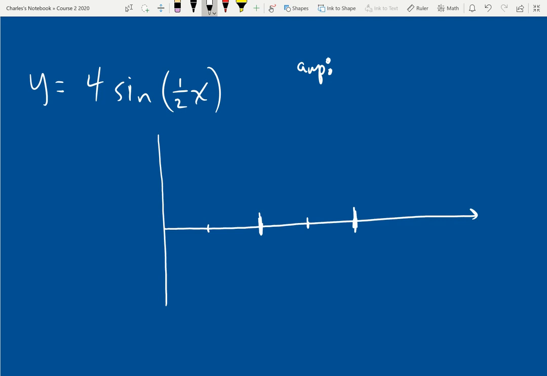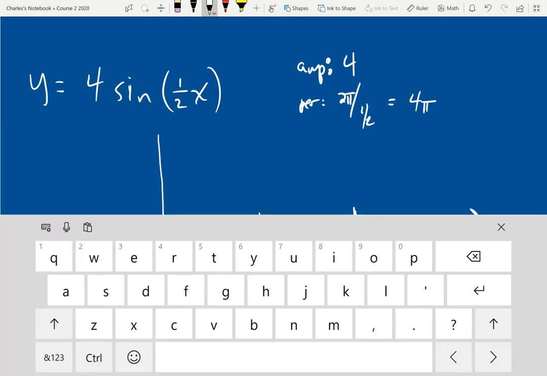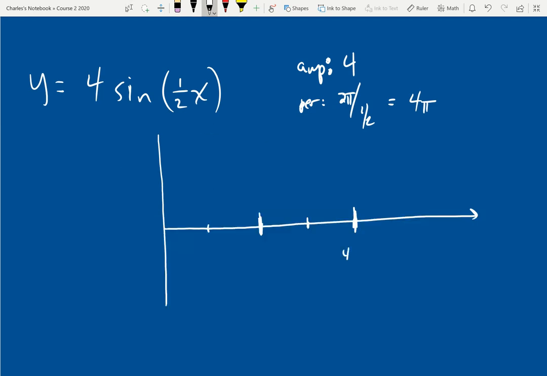The amplitude of this function is 4. The period is 2 pi over b. b is 1/2. When I divide a number by a fraction, if I divide 2 by 2, I get 1. If I divide $2 into piles of $0.50 each, I get 4. So this is going to be 4 pi. It's like multiplying by its reciprocal.